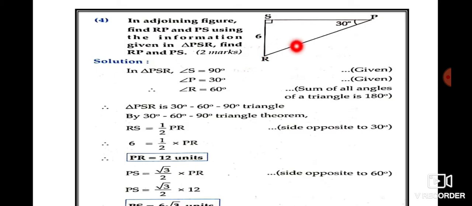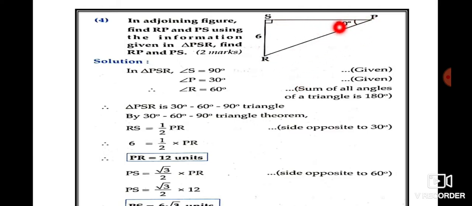So RS, side opposite 30 degrees, if you remember, is half the hypotenuse, and the hypotenuse is PR. So we can say RS is equal to half PR. You have to write the reason: side opposite 30 degrees. Now RS is given to be 6. 6 is equal to half into PR. You cross multiply, 6 twos are 12. So you get PR is equal to 12. So we have found PR.